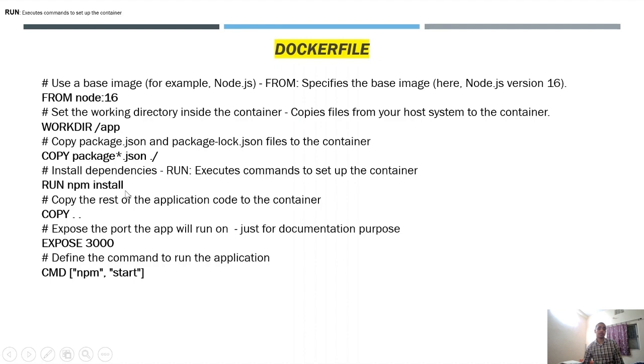It executes the commands to set up the container. Fifth command, COPY . . , copy current directory to current directory, the rest of the application code to the container from the host. EXPOSE 3000 is useful just for documentation purposes. The last command, CMD npm start, is used to run the application.